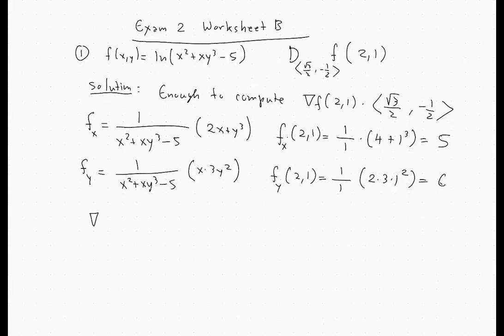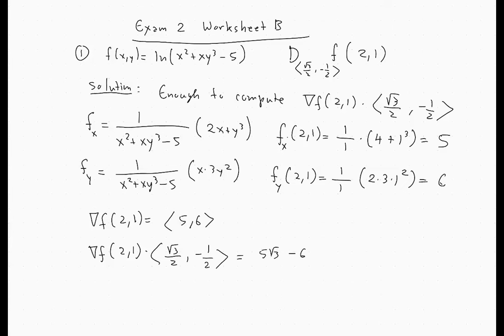And if you take the dot product of the gradient with the direction vector, it's going to give you 5 square root of 3 minus 6 divided by 2. So we multiply 5 times square root of 3 over 2, 6 times negative 1 over 2, and we add them up. And that's what we find. And that's our first problem. Let's go to our second problem.